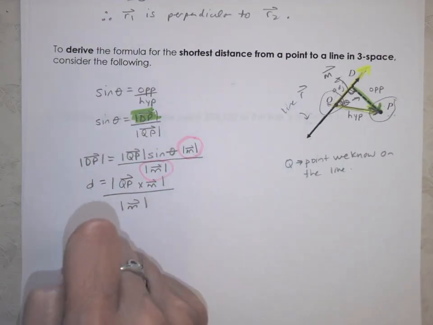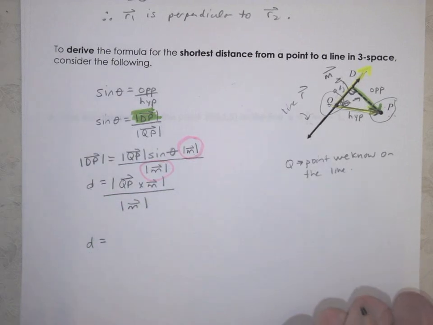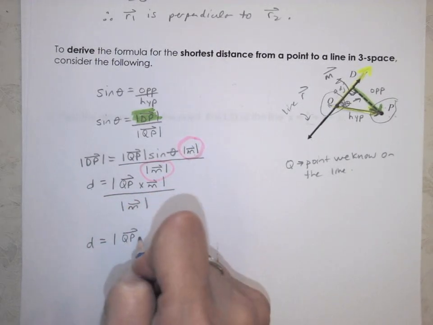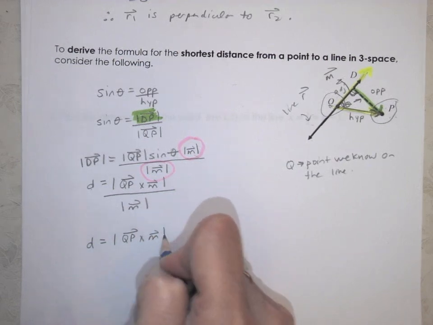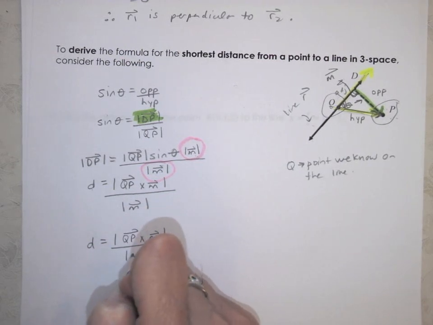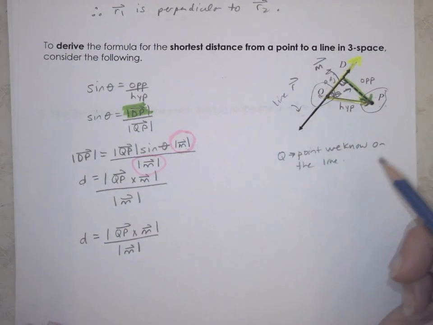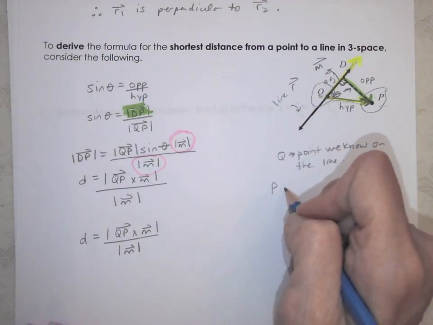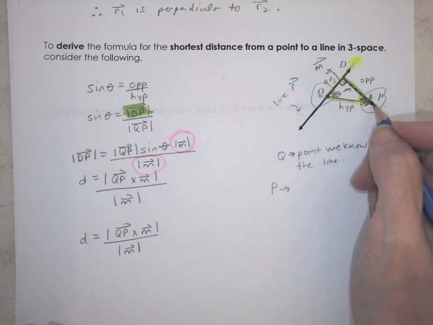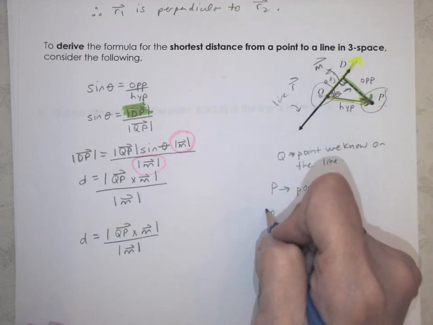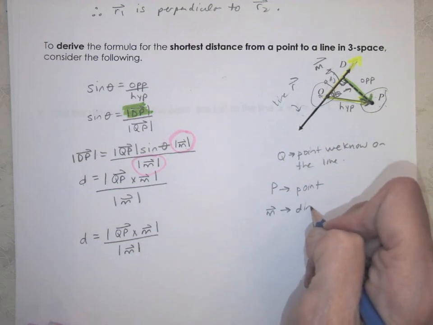So the formula for the shortest distance from a point to a line in three space is the magnitude of the cross product of QP and the direction vector of the line, divided by the magnitude of the direction vector of the line. Again, Q is a point we know on the line, P is the point we want the shortest distance from, and M is the direction vector of the line.